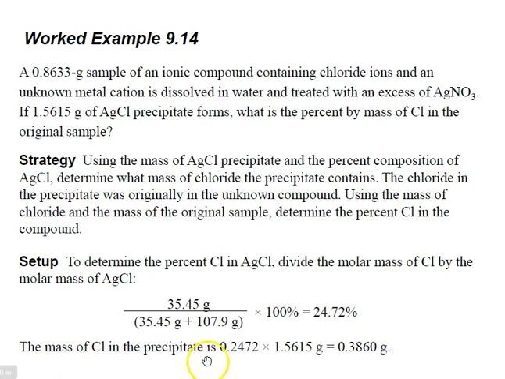The mass of chlorine in the precipitate is 0.2472 times 1.5615. So this is just taking a percent as a multiplier. You just keep it as the fraction. 0.2472 multiplied by our total, and we get 0.3860 grams.